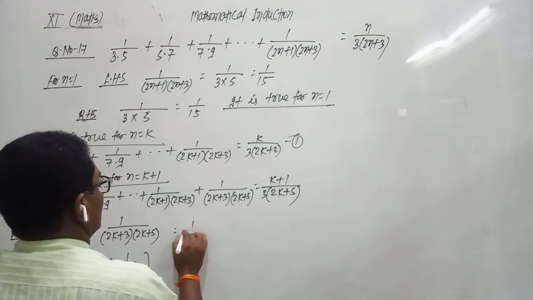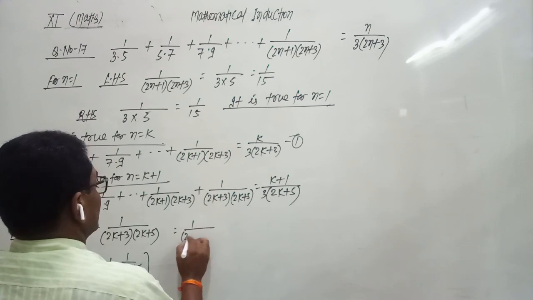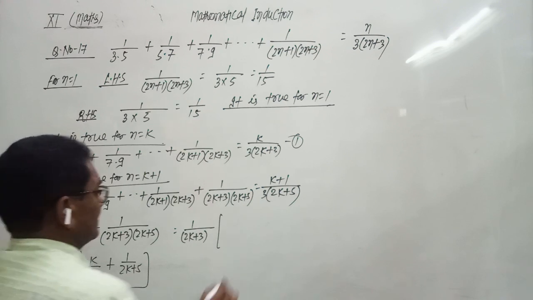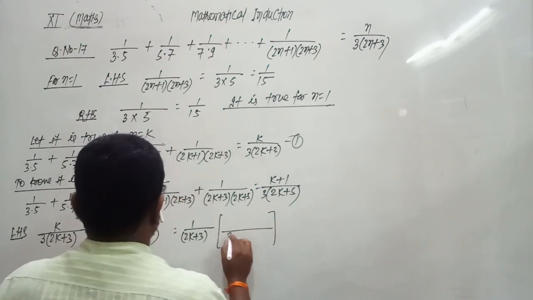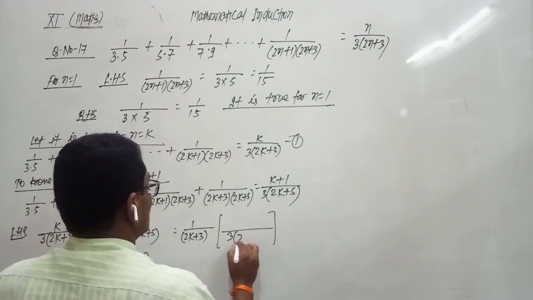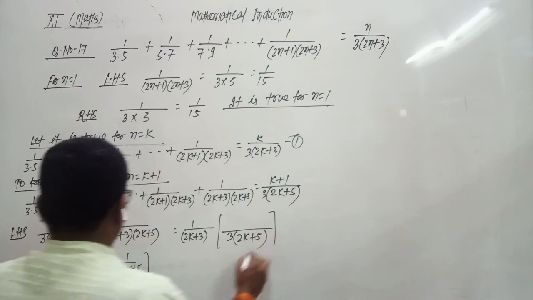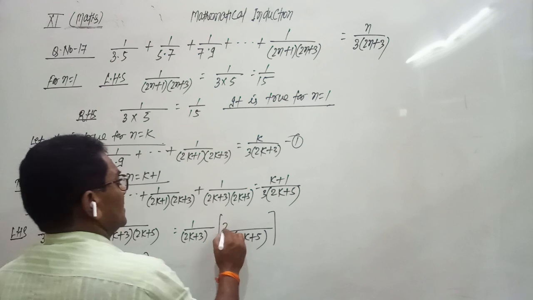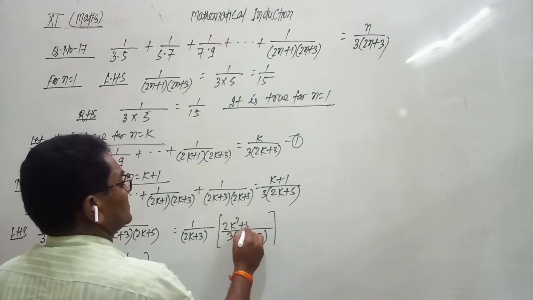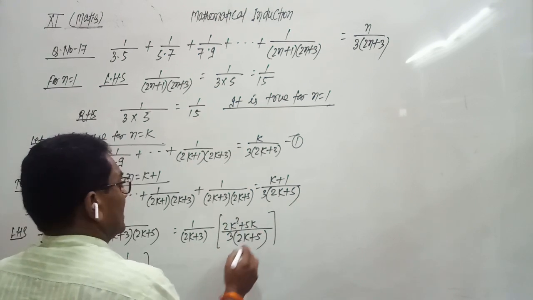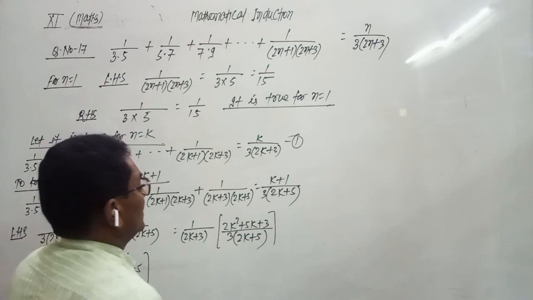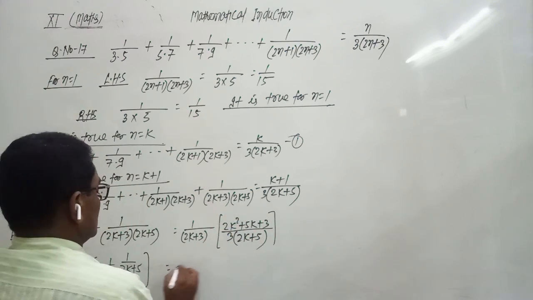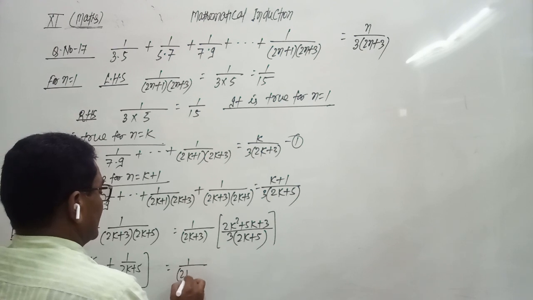So 1 upon 2k plus 3. And here we take the LCM. So 3 into 2k plus 5. 3 gets cancelled. k multiplied by 2k, 2k square plus 5k and plus 3. Then make the factor of this term. So 1 upon 2k plus 3.